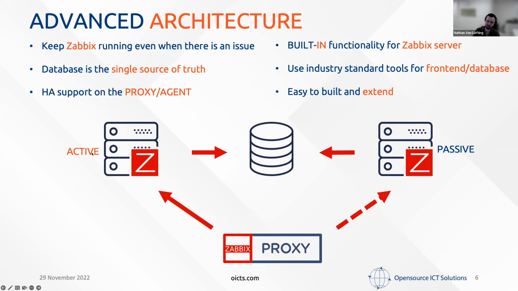And importantly as well, the proxies and the agents also work with a high available Zabbix setup. So a proxy can communicate with different nodes, and it will know which one of those nodes is active, and it will only send the data to the active node at that moment, as well as the agents can do the same thing.